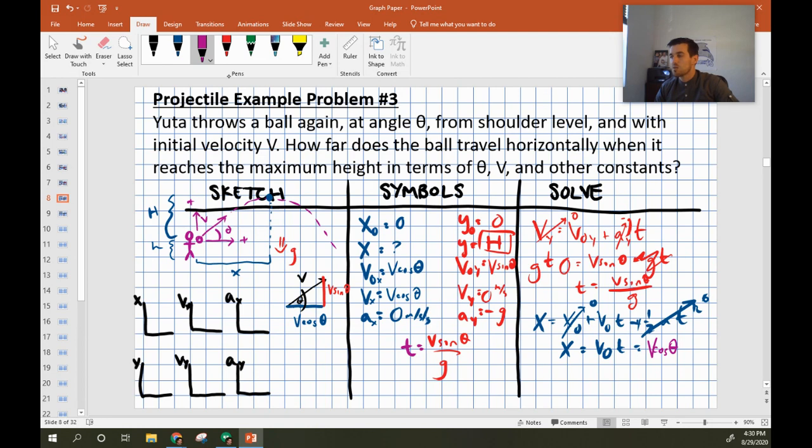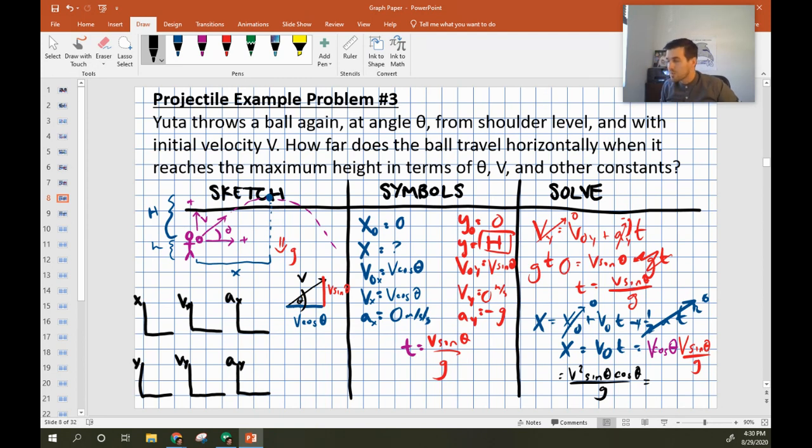That's coming from my x equation, and let's do this in red. V sine theta over g. That's my time variable. And this, again, turns into something that looks like v squared sine theta cosine theta over g. There are some ways to simplify this down, but we don't have to. We can actually just leave it like this. This is a totally acceptable answer.